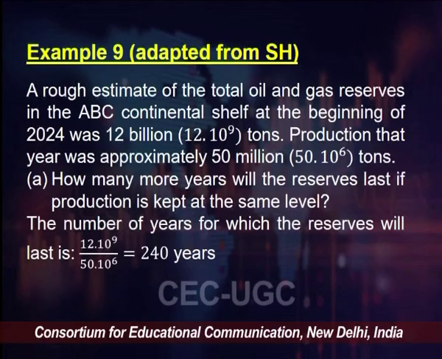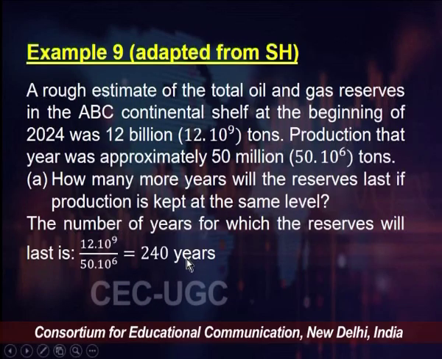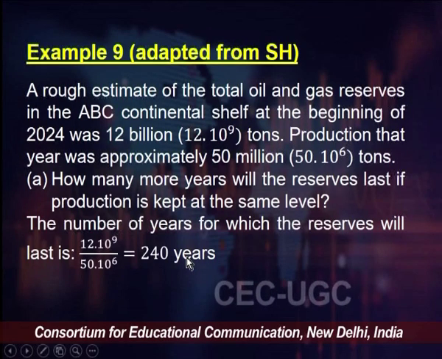So, if every year you are extracting 15 into 10 to the power 6, how long can you go on extracting oil? Clearly the total stock is 12 into 10 to the power 9. If I divide that by 15 into 10 to the power 6, which is the extraction per year, then that is 240 years. So you can go on for 240 years and use the reserves. But clearly then you are going to be depleting your stock and finishing it off.